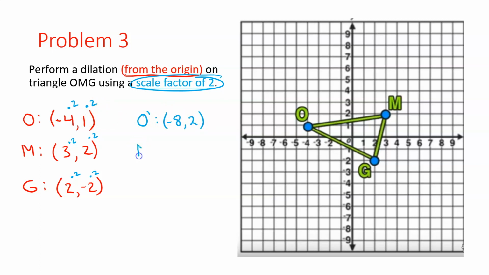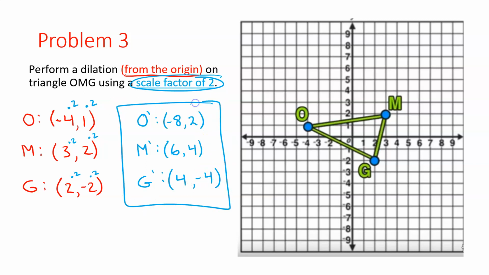What about M prime? That is 3 times 2, which is 6. 2 times 2 is 4. And then lastly, G prime. 2 times 2 is 4. 2 times -2 is -4. So these are the new coordinates of my image. That's going to help me with my dilation here when I come back and actually plot those points.